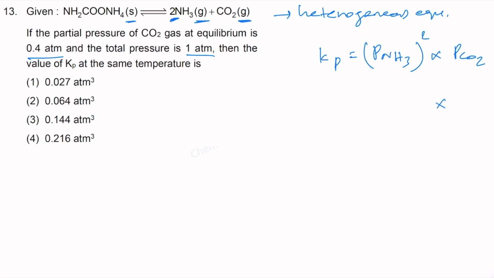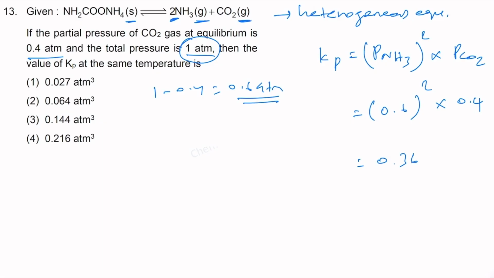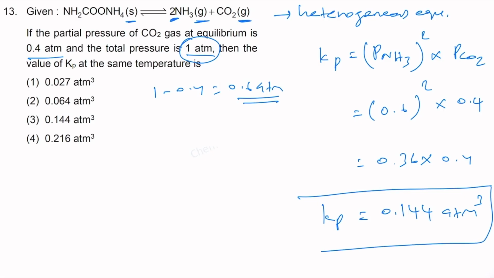Partial pressure of CO2 here is given as 0.4 atm and the total pressure is mentioned as 1 atm. Therefore, 1 minus 0.4 is 0.6 atm. The partial pressure of ammonia should be taken as 0.6 here. Therefore, 0.6 square times 0.4. Therefore, this is equal to 0.36 times 0.4. Therefore, this will be equal to 0.144 atm cube. That should be the correct answer. This means option 3 is correct.